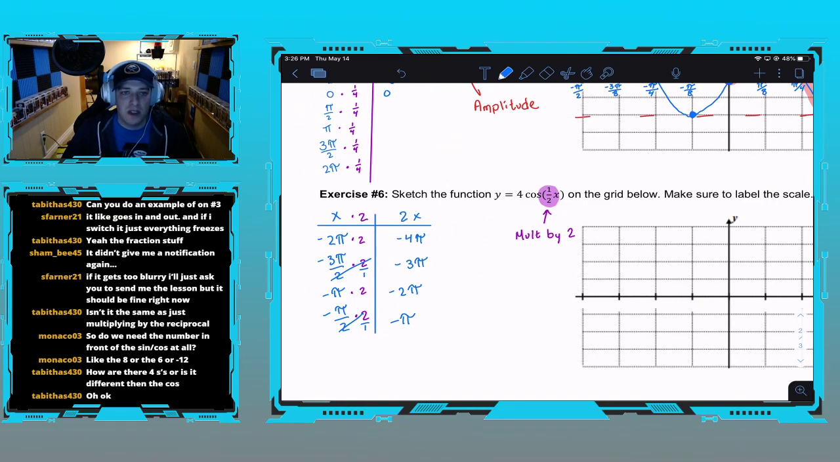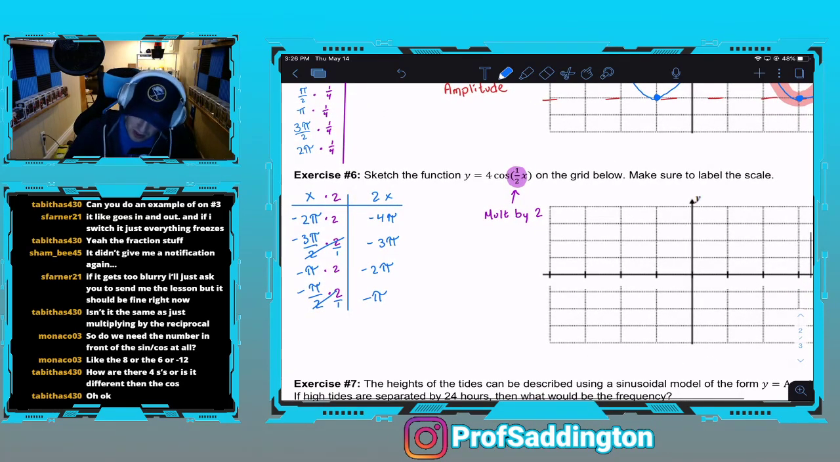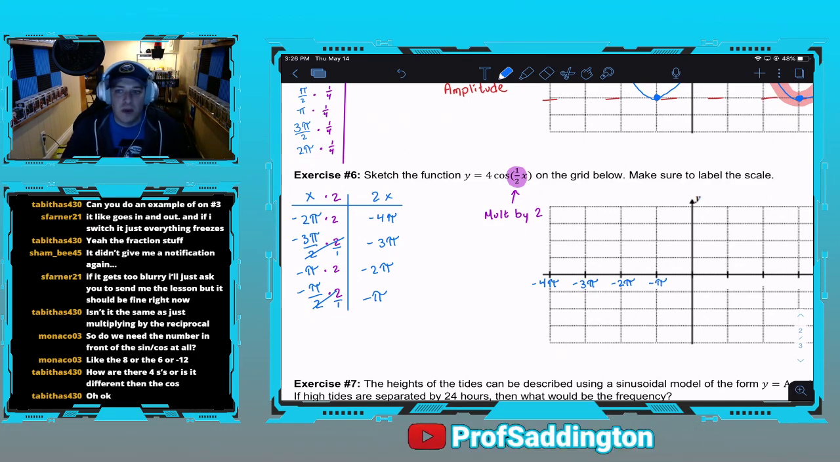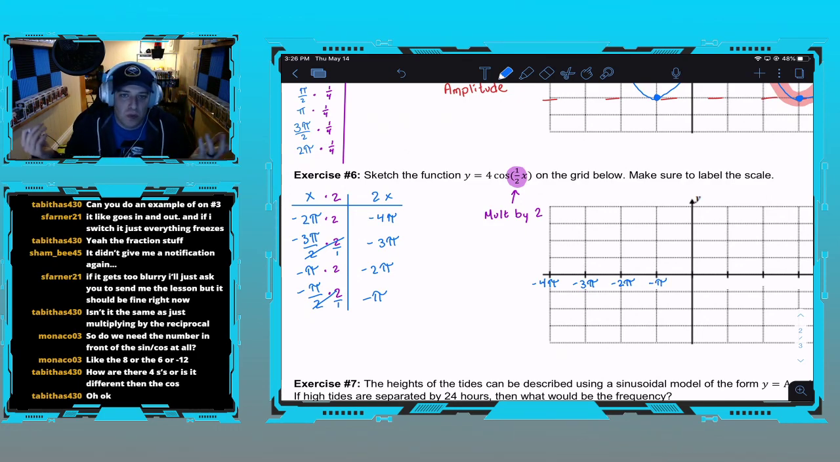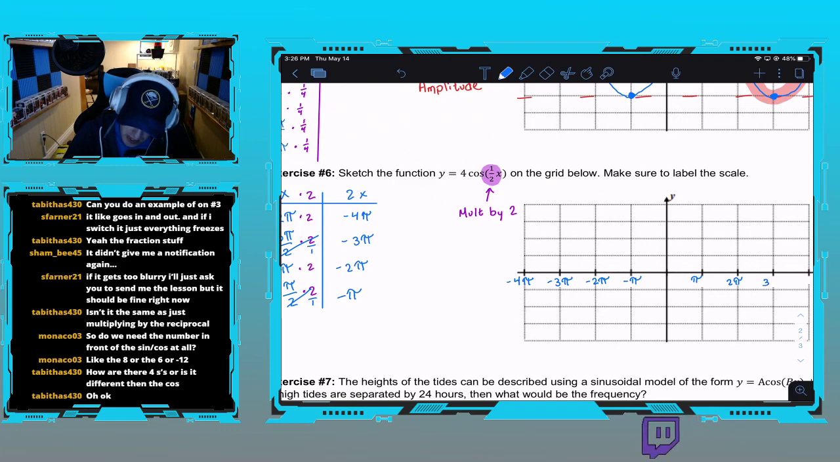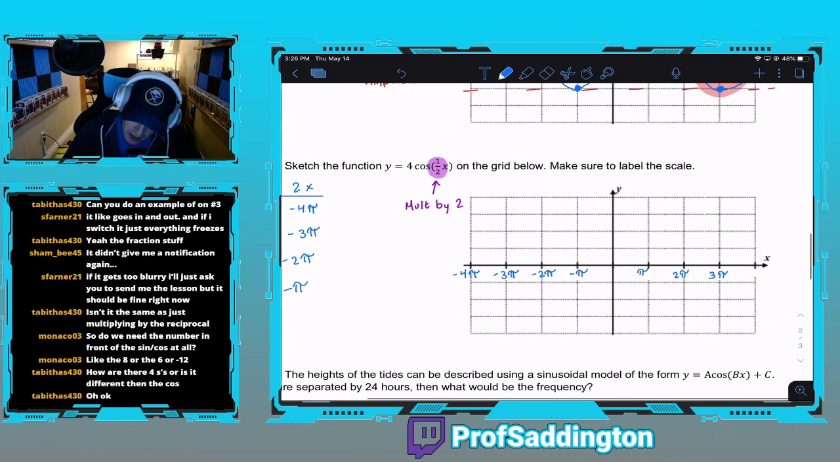So this one's going to be a little bit easier to graph out, because now I can label all of these on my grid. I have negative 4 pi, I have negative 3 pi, I have negative 2 pi, negative pi. And then when we go to the positive side, we're just changing them all to positives. So I have pi, 2 pi, 3 pi, and 4 pi.